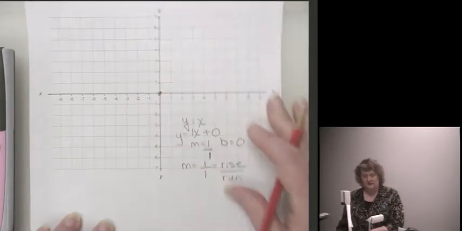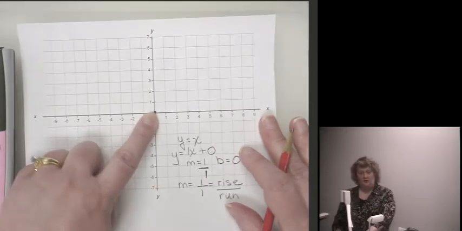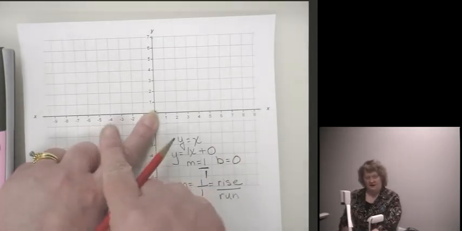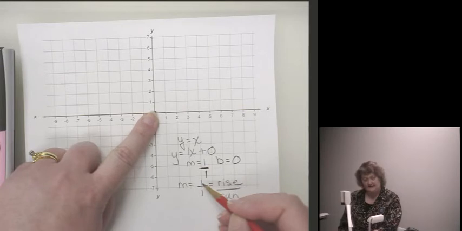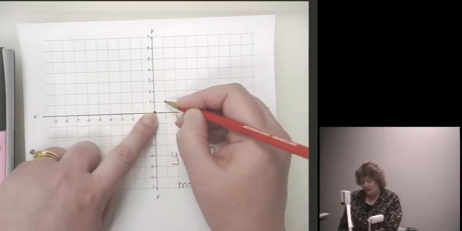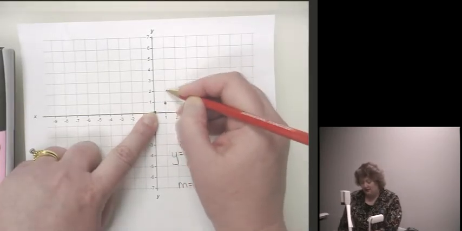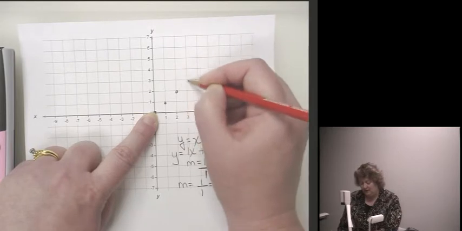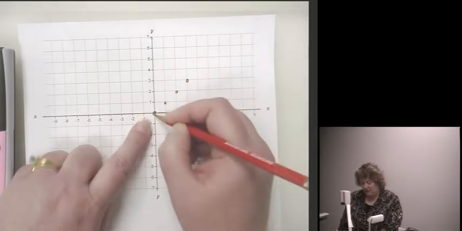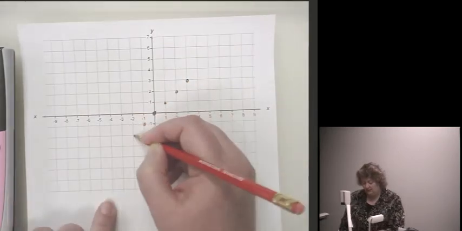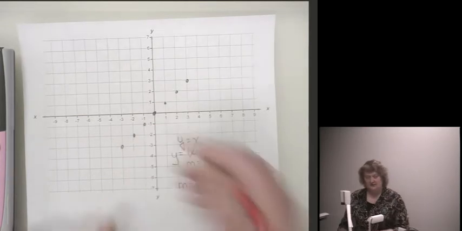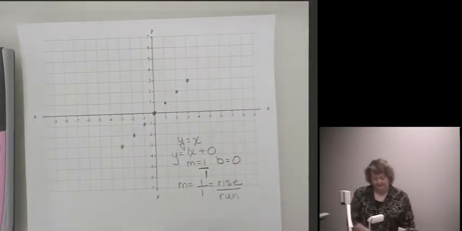My y-intercept, where does it cross the y-axis? At 0, 0. This time we are going to start at the origin, but again, I put my finger there to hold the place, and then my slope is up 1 over 1. Up 1 unit, over 1 unit. Which if we go backwards, it's working in reverse.